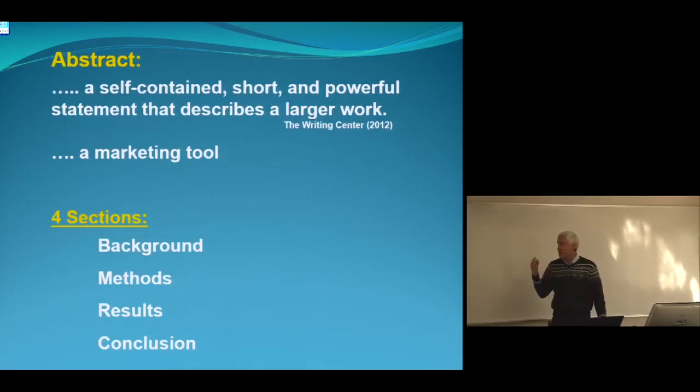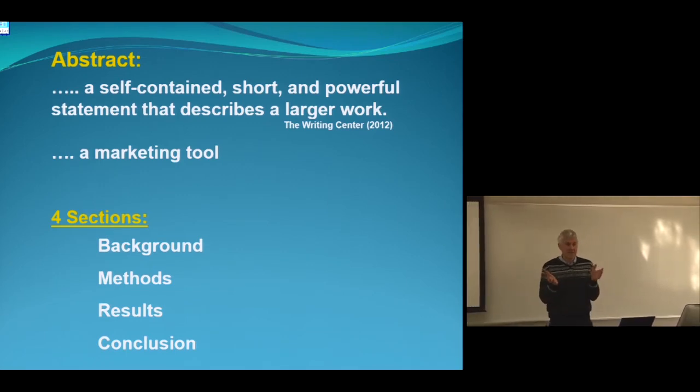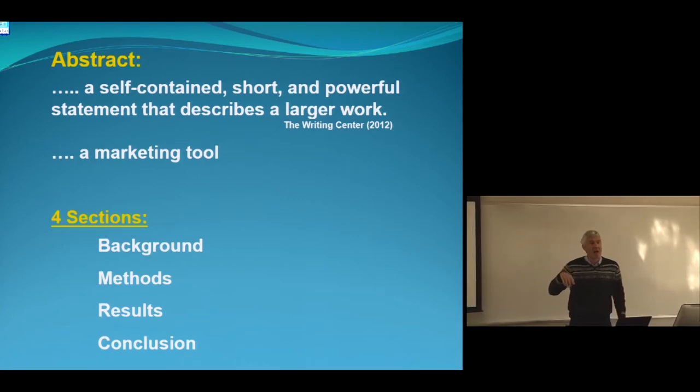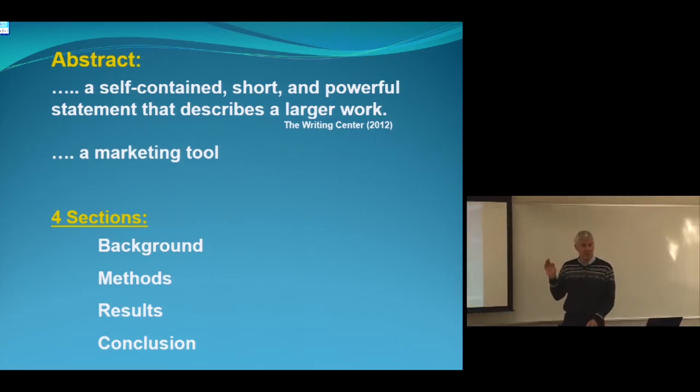So what is an abstract? An abstract is short and self-contained, meaning you don't have to refer to anything else. All the necessary information is inside that abstract. And it is a powerful statement describing a larger work. So it is the gateway to that research. And as I've mentioned also, it is a marketing tool.